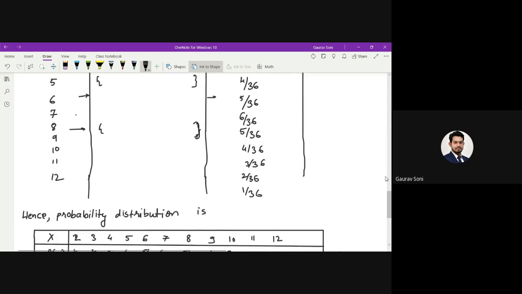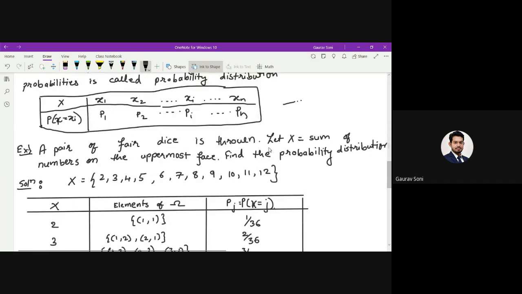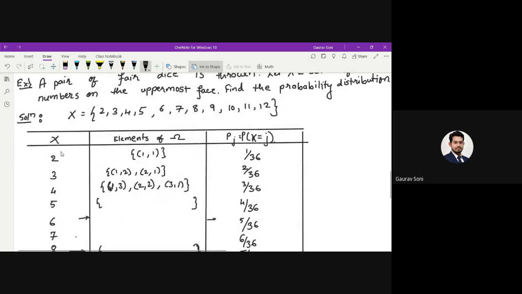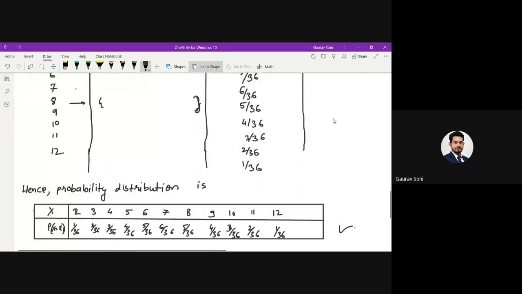So you can see that what we have done is this is the probability mass function where you have assigned the probability for each and every sample point.